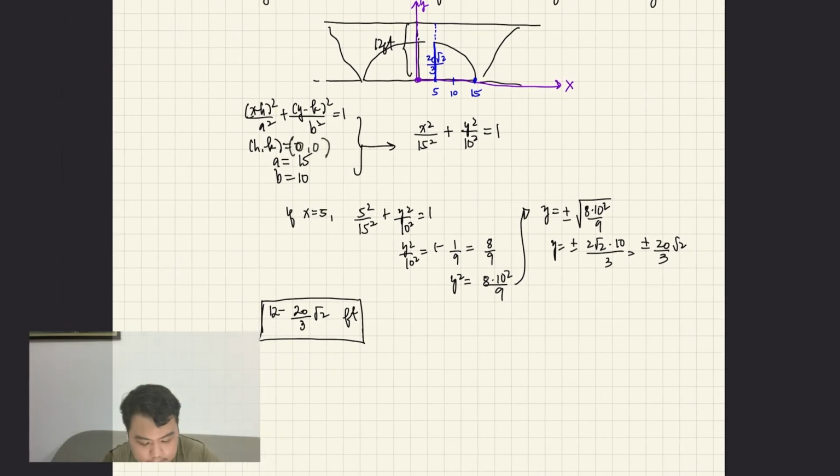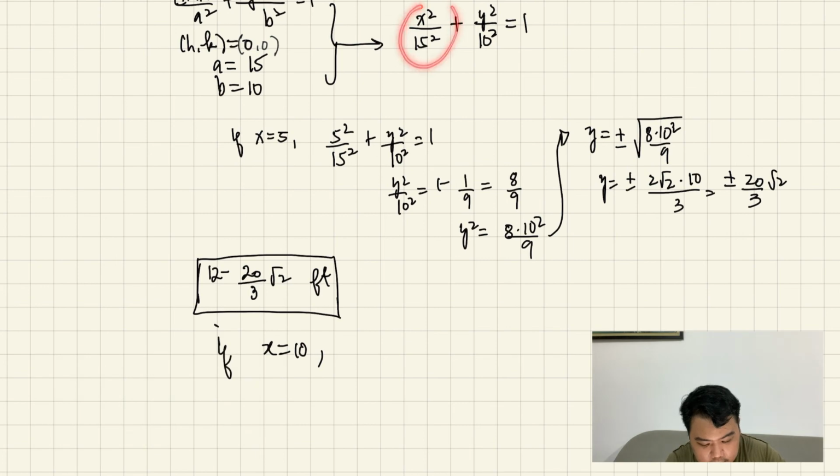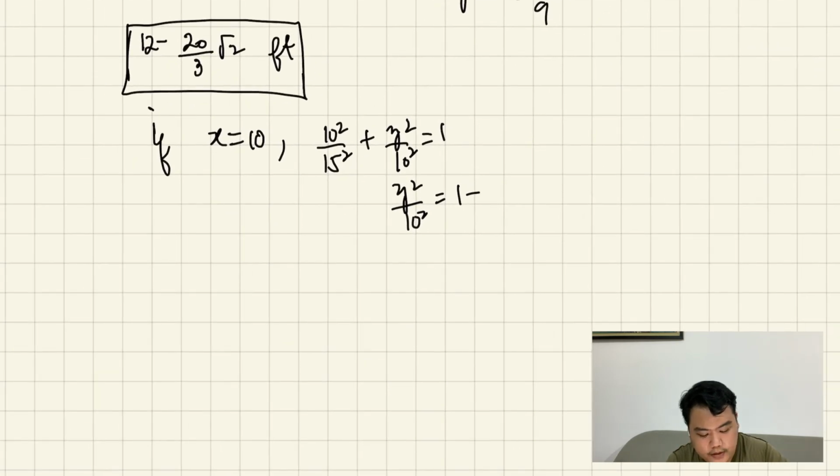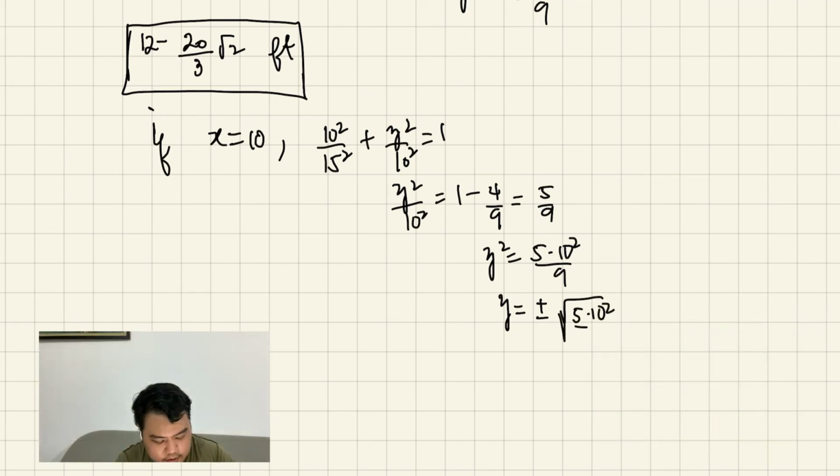Okay? So, yung pangalawa, that is when x is 10. So, anong haba nito when x is 10? So, yung 10, plug in natin dito. 10 square over 15 square. Mahina ako sa arithmetic talaga. Hindi ko alam paano ako nakagraduate ng mahina sa arithmetic. So, 1 minus 10 over 15 is 2/3, square it, 4/9. So, meron tayong 5/9. So, y square is 5 times 10 square over 9. Get the square root. Meron tayong plus minus square root ng 5 times 10 over 3, or plus minus 10 square root of 5 over 3.